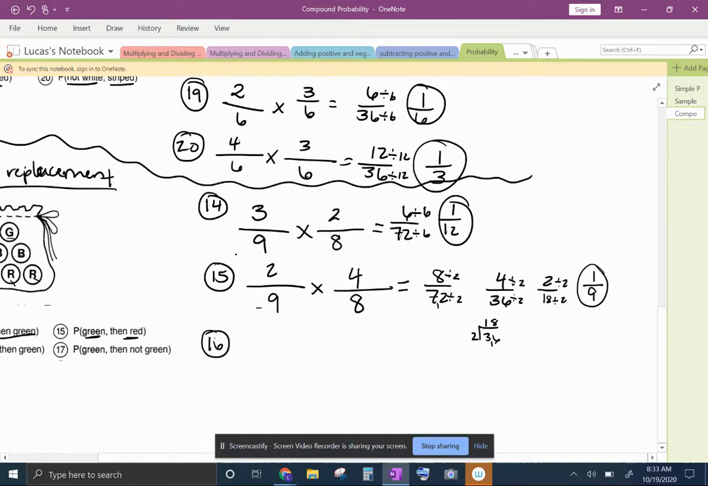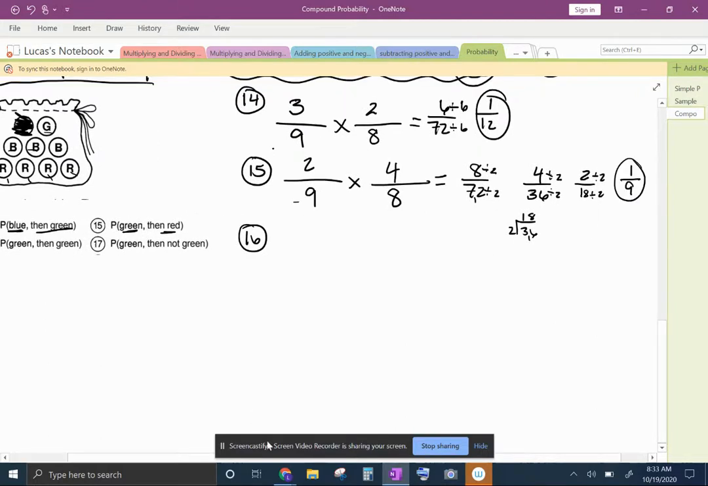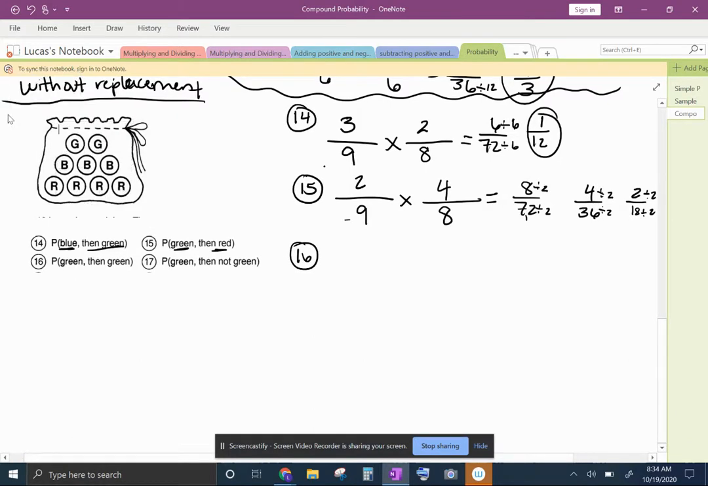So, number 16. Number 16 says, let me make some space here and delete this. Number 16 says the probability, it's a whole other question. So let me regain my sample space. Okay. Number 16 says the probability of choosing a green first and then another green. So choosing a green first, P stands for probability, of choosing a green in the first pick, not replace it, and then choose another green.